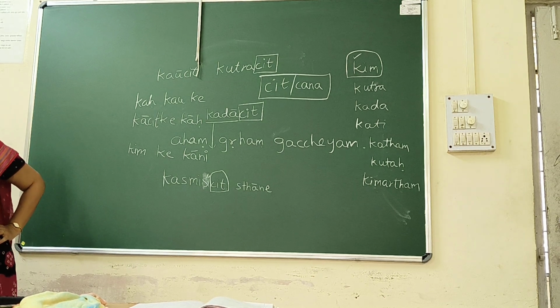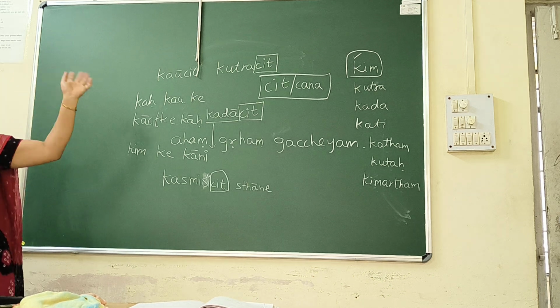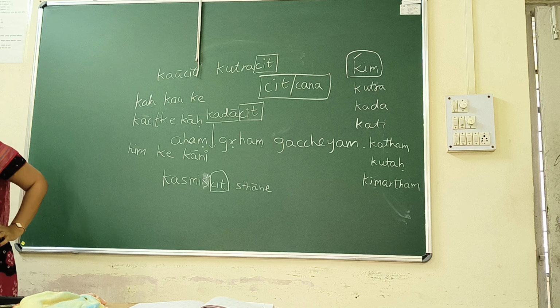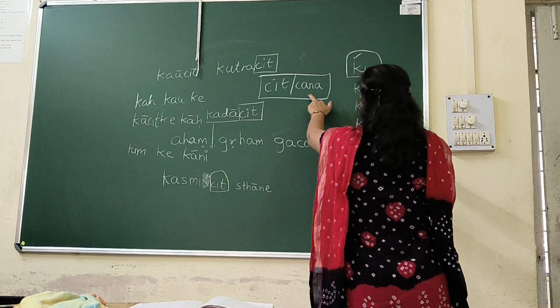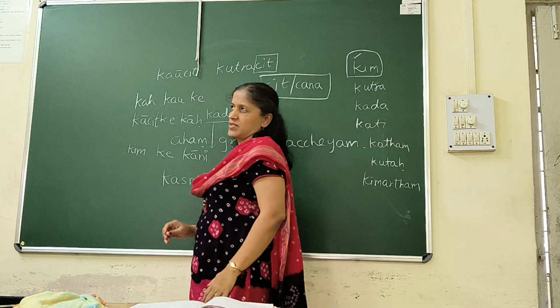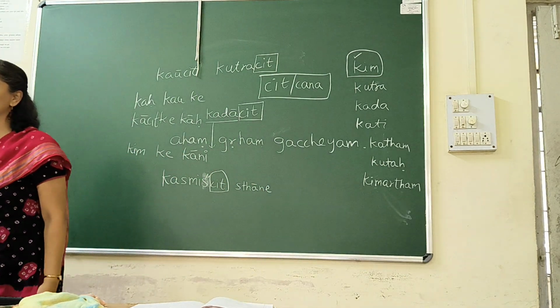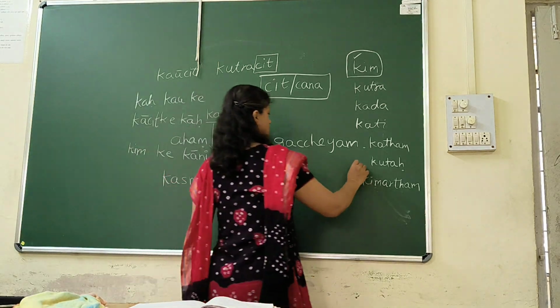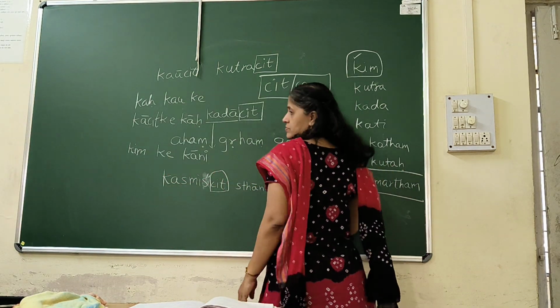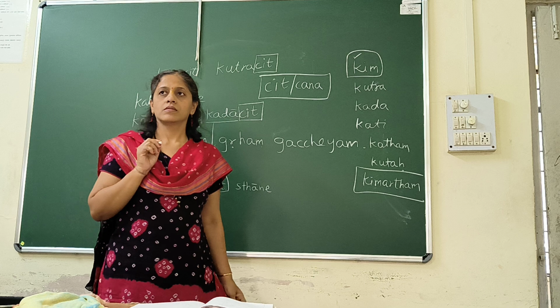The gist is kutra, kada, kati, katham. Chit and chana are added to any of these. Here also you can say kim chana, kutra chana, kada chana, kati chana. Kimartham we don't use. Kimartham chit and kimartham chana are not used. Except this, it's not in use.